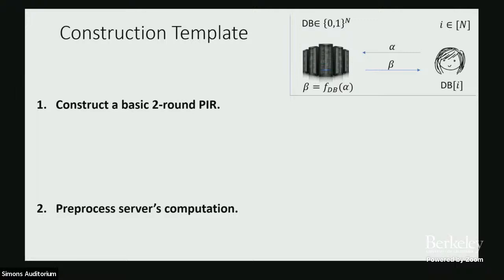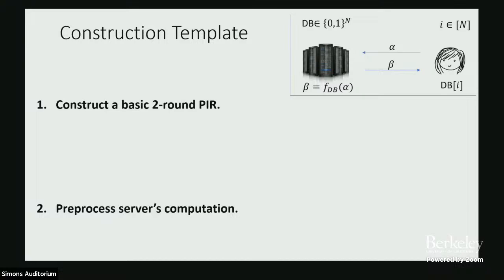So those are the two steps, but I didn't really tell you anything. This is the generic way you would want to do it. It doesn't really give you a hint about how we do it. And maybe the reason why this has been hard to achieve in the past is that the server's computation, this function f sub db, is some complicated cryptographic operation that the server has to do. How do you preprocess this function? It seems unlikely, or hard to imagine, that you could preprocess such a complicated cryptographic operation.